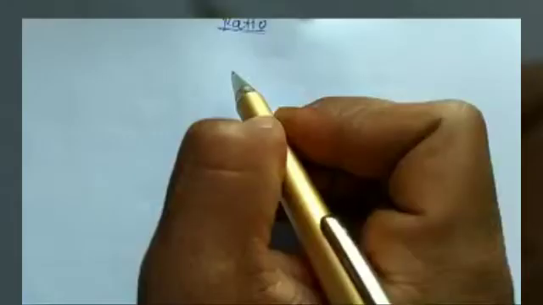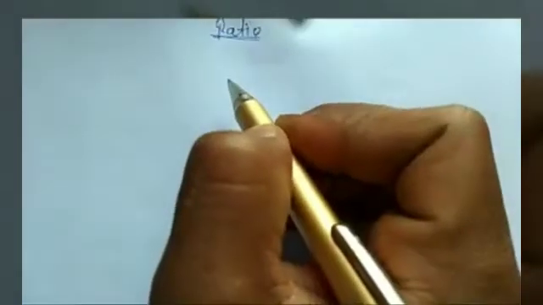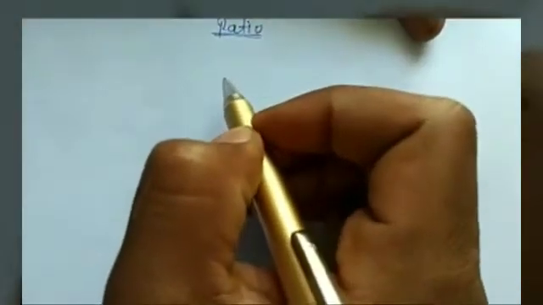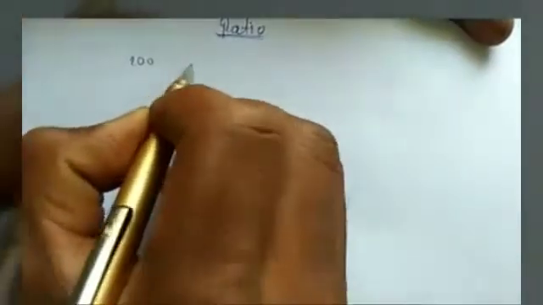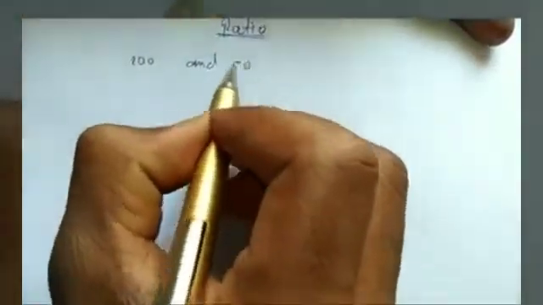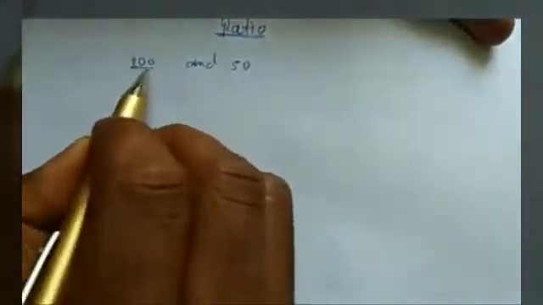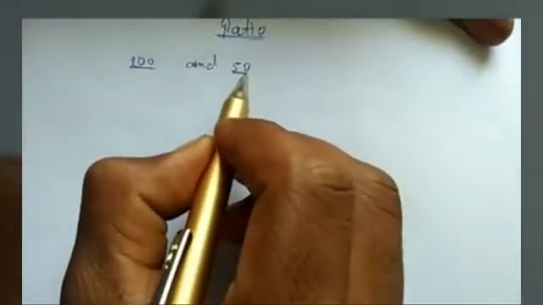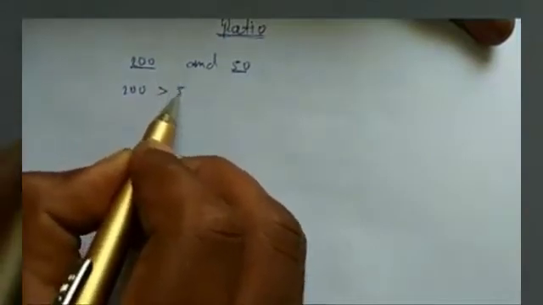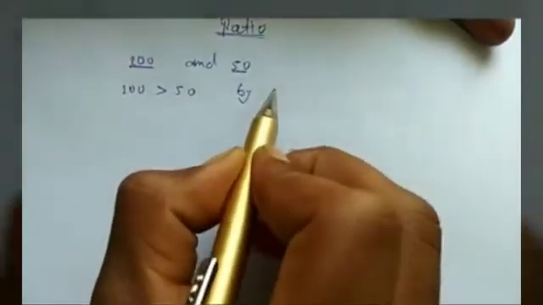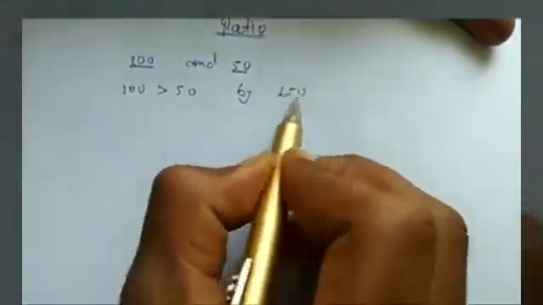Start the next topic, ratio. Before we start the ratio, let's discuss some points. Suppose that there are two numbers, 200 and 50. If we compare these two numbers, we conclude that 200 is greater than 50 by 200 minus 50, which means 150.